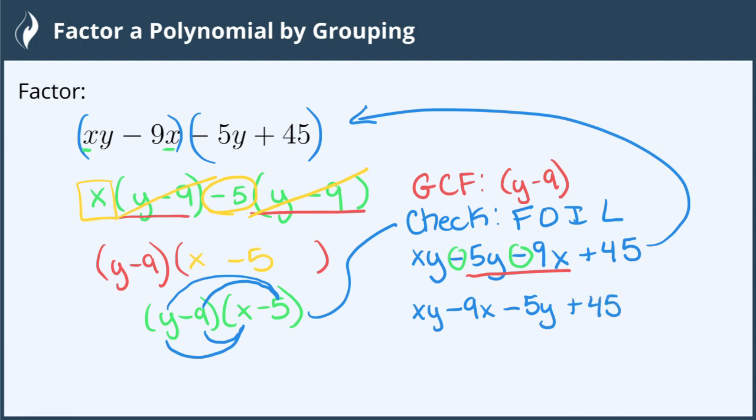And now it matches perfectly. And so that's a good way to check that we did indeed correctly factor this polynomial by grouping. And so we have y minus 9 times x minus 5, and we're all done.